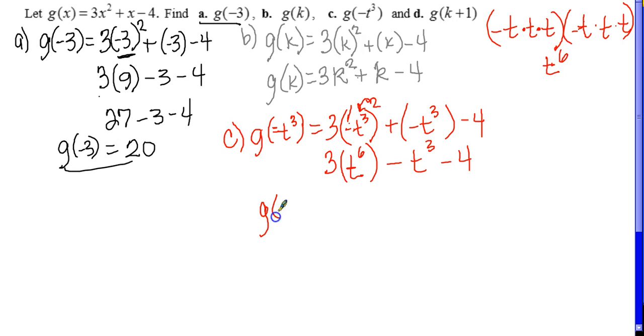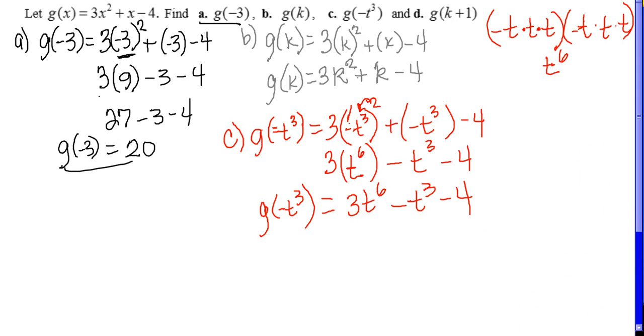So let's finish it out. So we have the g of -t cubed is equal to 3. Now we're going to multiply. So 3 times t to the 6th minus t cubed minus 4. And since none of them are like terms, we're done. So just be really careful.